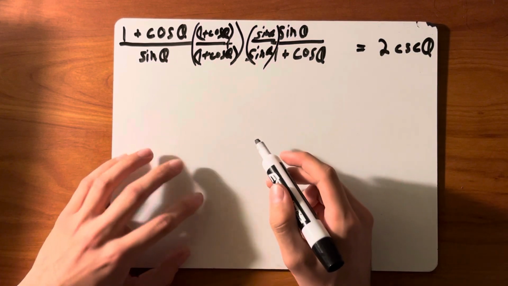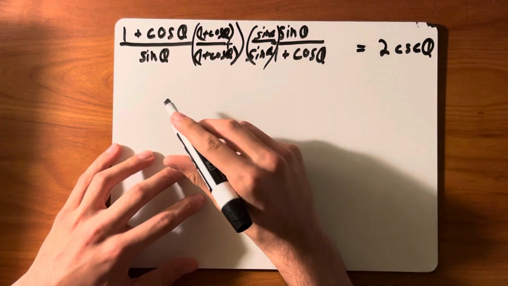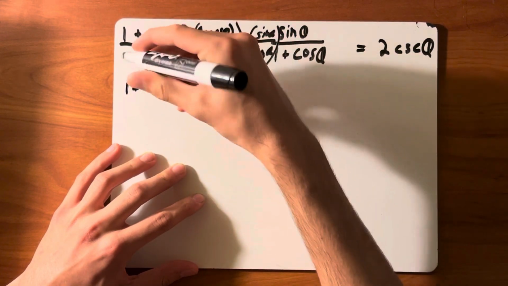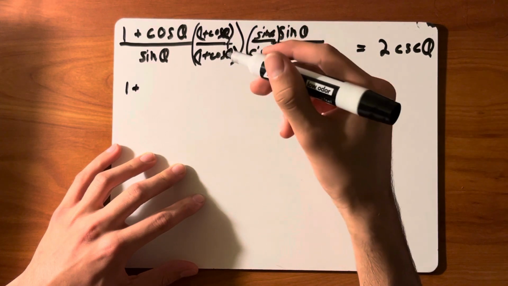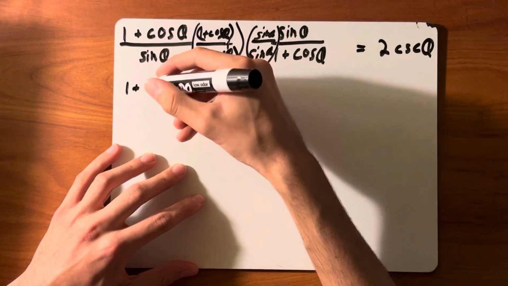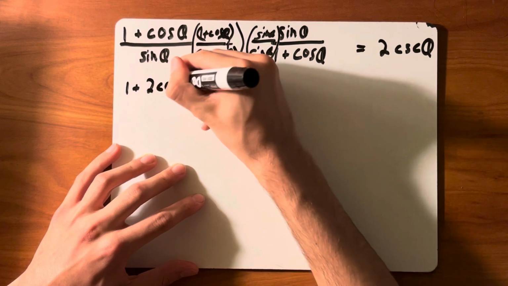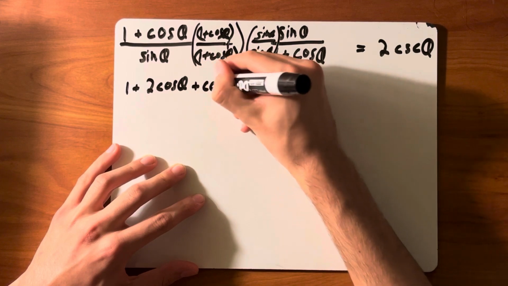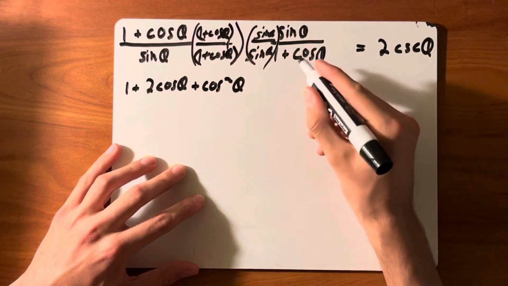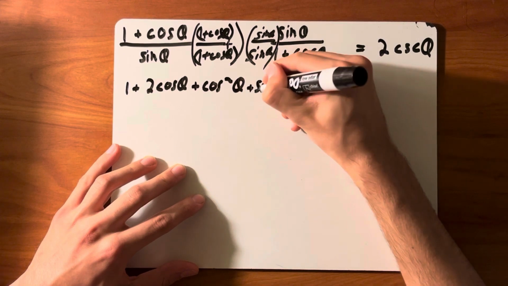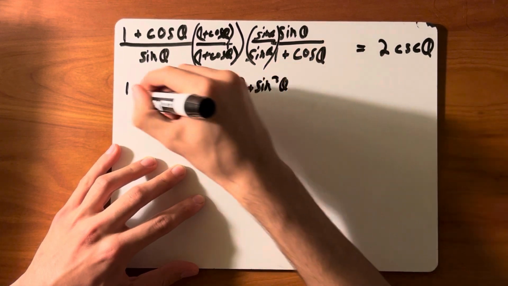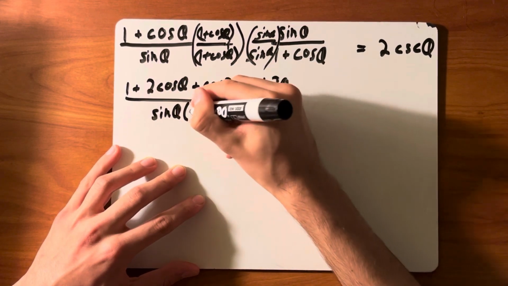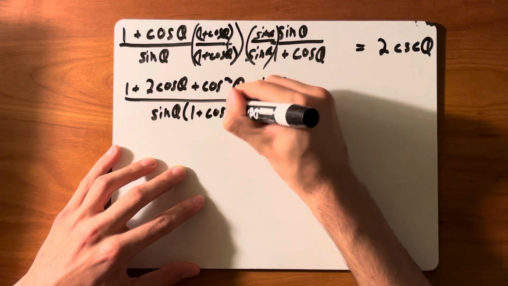So once we expand this all out, we will get 1 plus 1 times cosine is cosine, and then another 1 times cosine is just cosine. Therefore, that'll be 2 plus 2 cosine theta plus cosine times cosine is cosine squared theta. Similarly, sine times sine is sine squared theta, over sine theta times 1 plus cosine theta, because that's our common denominator.